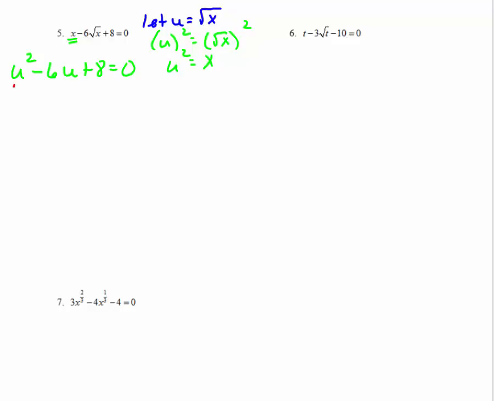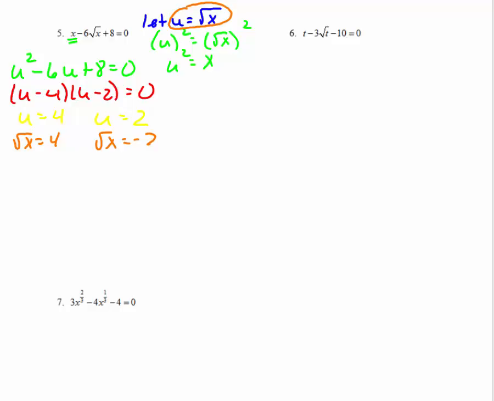Factors of 8 that add up to -6 are -4 and -2, so this is going to factor into u minus 4 and u minus 2. Setting each factor equal to 0, I get u equaling 4, and u is going to equal 2. But we didn't have u from the beginning, we had x, so what did we say u was? U was the square root of x. So the square root of x has to be equal to 4, or the square root of x has to equal 2.